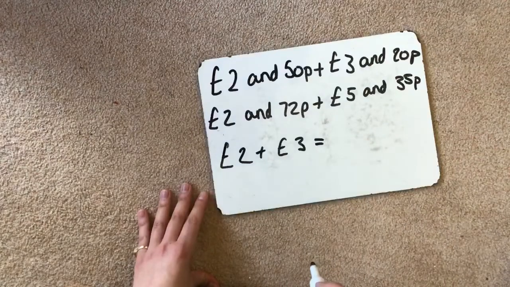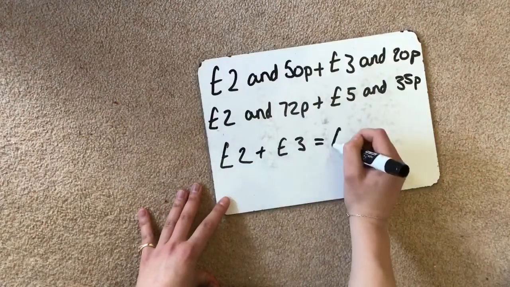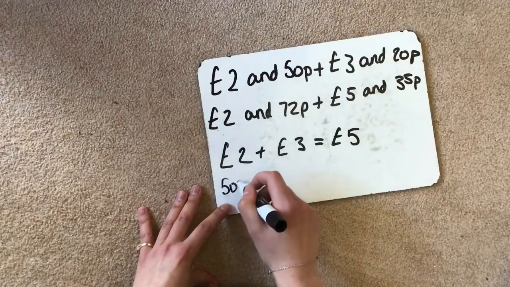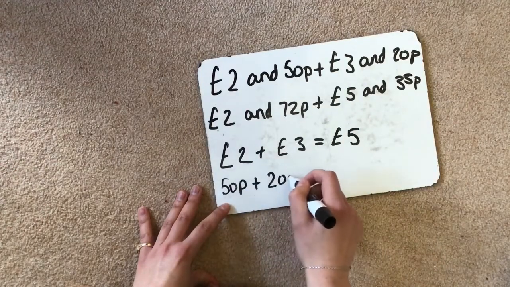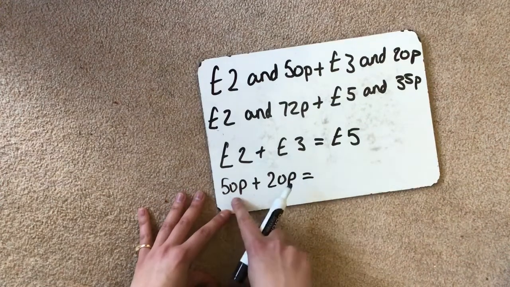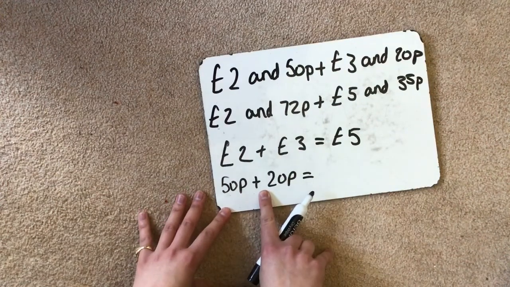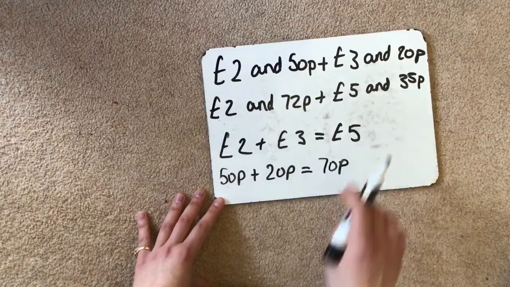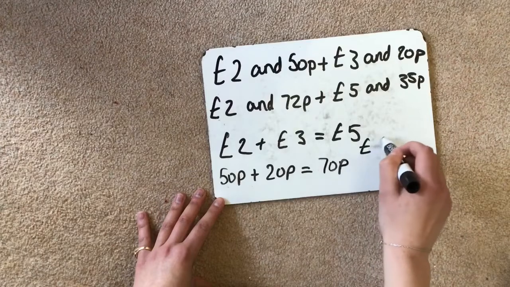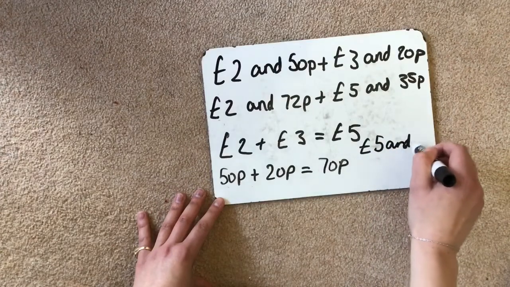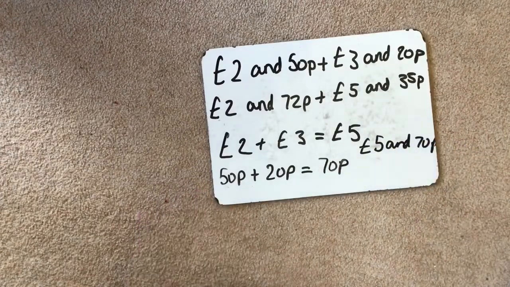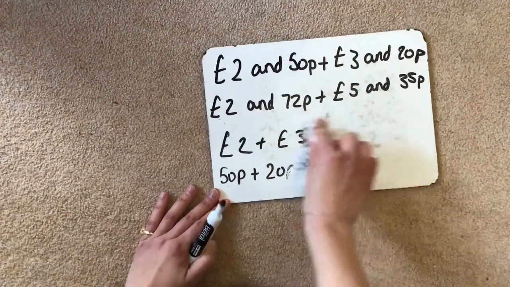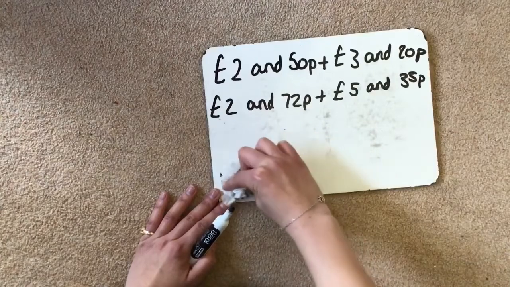Okay, that's quite a straightforward calculation. We know that 2 and 3 equals 5. Then we move to the pence. So we've got 50 pence add 20 pence. We know that 5 and 2 make 7, therefore 50 and 20 make 70, so that's 70 pence. We then add the two together and that gives us £5 and 70 pence, okay? So that's an example of one that you can do in your head, and there are quite a few of those today that you will be doing in your head.